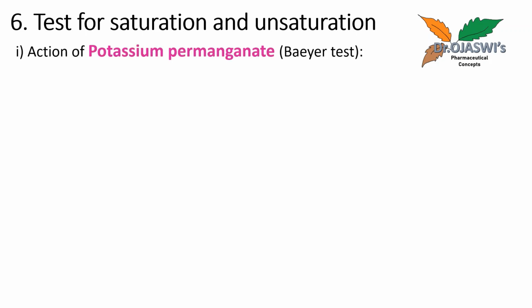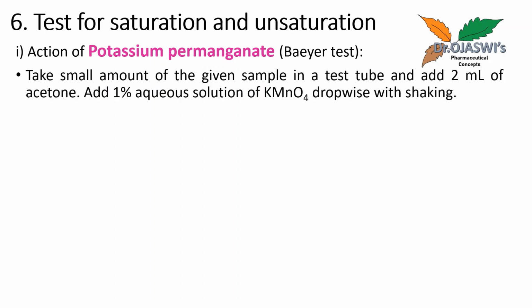The next important test is the test for saturation and unsaturation. In this, the first test is the action of potassium permanganate. Here we take a small amount of the given sample in a test tube and add 2 ml of acetone. Then a 1% aqueous solution of KMnO4 is added dropwise and the test tube is shaken. KMnO4 has a purple color.